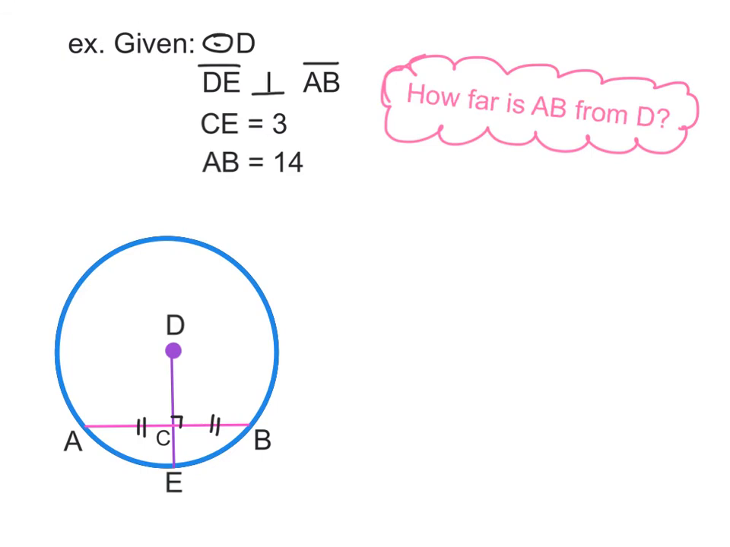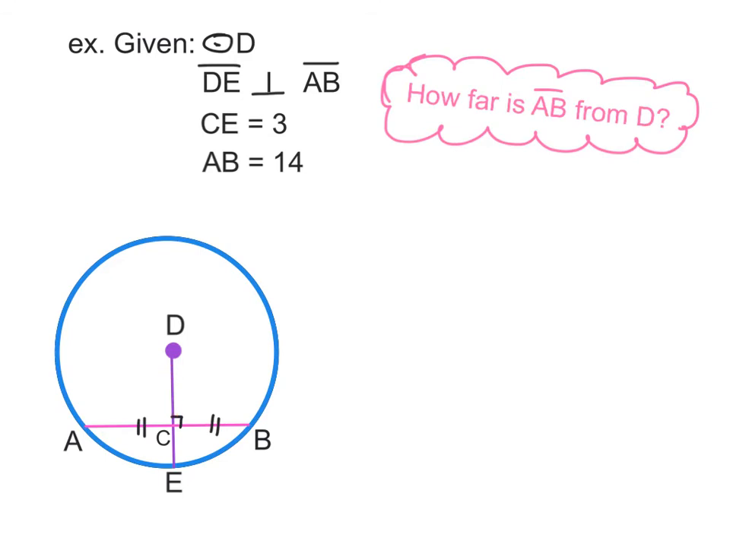All right, last example. So let's take a look at our given. I am again giving you that D is the center of the circle. I'm again giving you that this purple radius is perpendicular to the pink chord, which means if it's perpendicular, it also bisects. So remember, those always go together. Okay, I've given you some distances here, and I'm asking you how far, let's put a segment marker on there, how far is segment AB from point D? So look at how I've worded that.